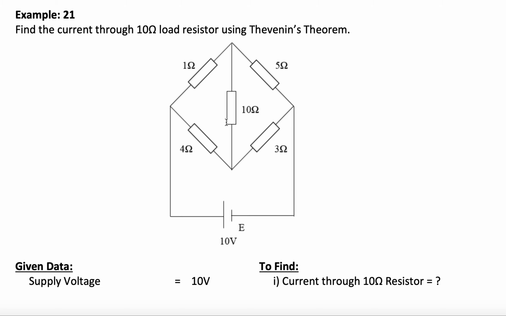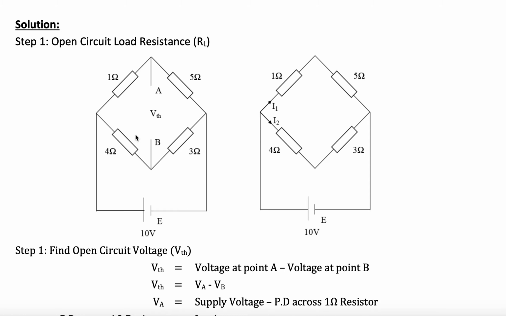How to proceed? Open circuit the load terminals, apply this E, and find the open circuit voltage. Okay, I1 is the current flowing here, I2 is the current flowing here. See, both are in parallel now. So 10 by 6 is the current here, 10 by 7 is the current here. What about VTH? Apply KVL.